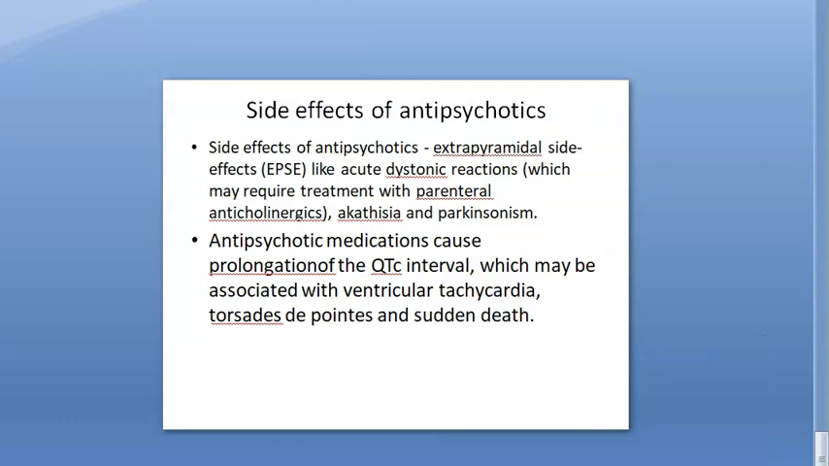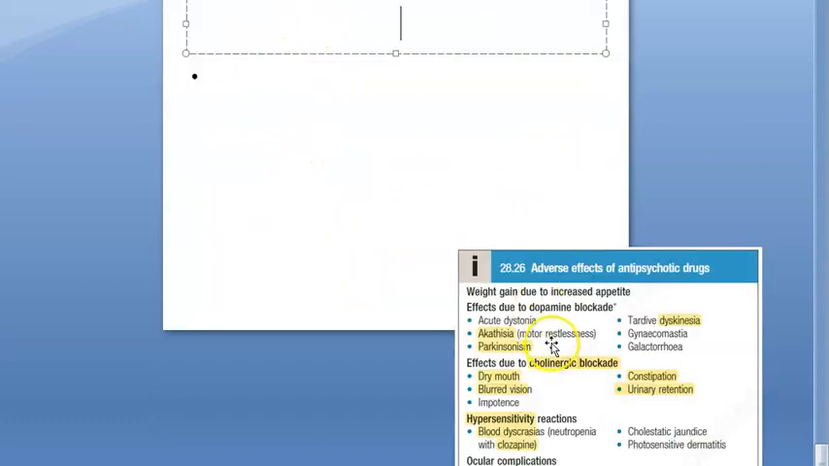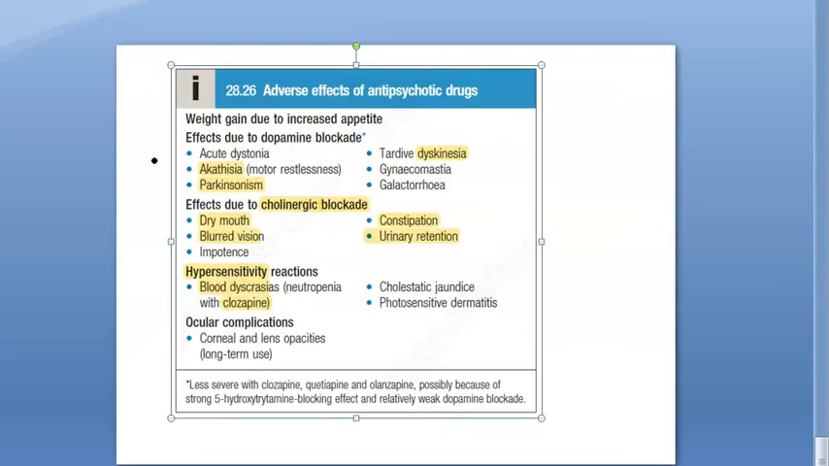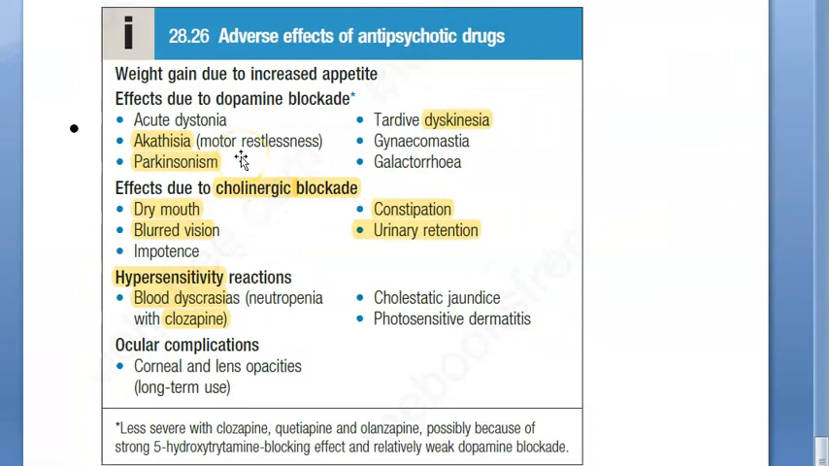Now let us look at this table here, which is talking about the side effects of antipsychotic drugs. So here they are talking about the same thing: akathisia, motor restlessness; dystonia, dyskinesia, Parkinsonism. Very important. These are all those effects due to dopamine blockade. Because of cholinergic blockade, they can have dry mouth, blurred vision because of mydriasis, constipation, urine retention. Basically, you're blocking the parasympathetic system, so all these effects will be there.